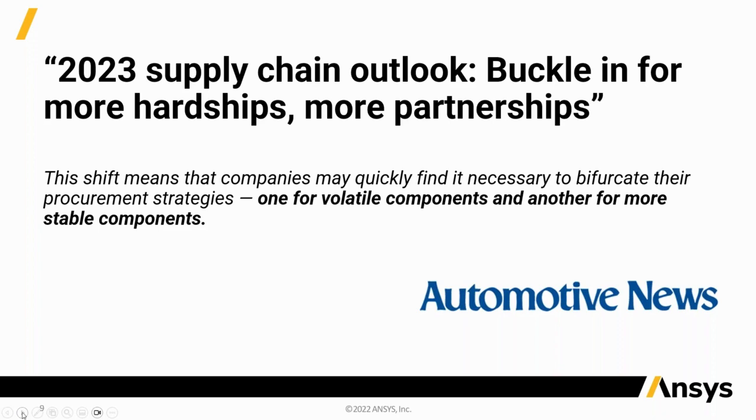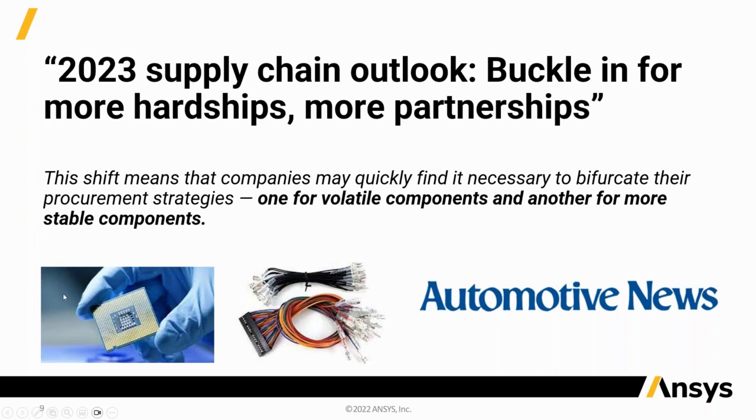And we all know what one of the components was that was in short supply, and that was chips, but the other was wiring and wiring harnesses. Those were the two key things that the auto industry struggled to get. And if you're in any type of electronics, you probably experienced that as well.